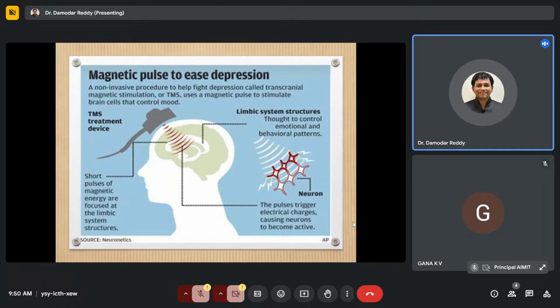So this is one such treatment, but is it invasive or non-invasive? This is a non-invasive mode of treatment, where you can also take the data recording before the treatment or after the treatment, and if you want, maybe during the treatment also.